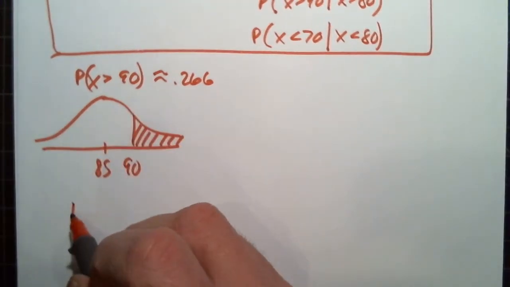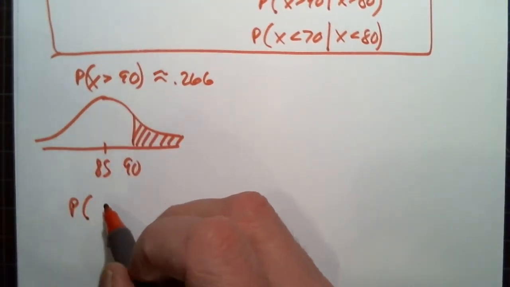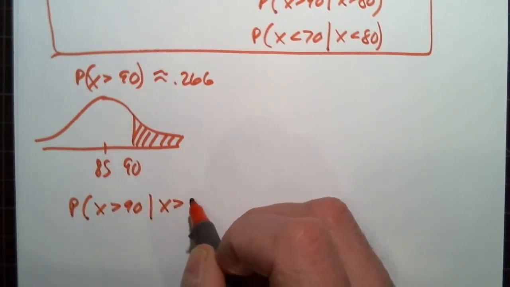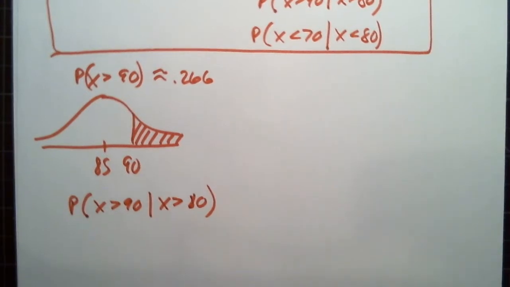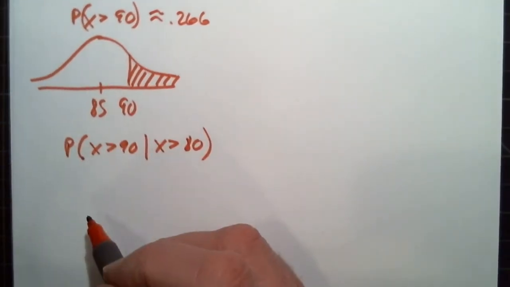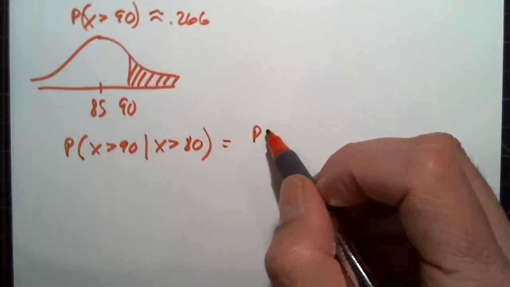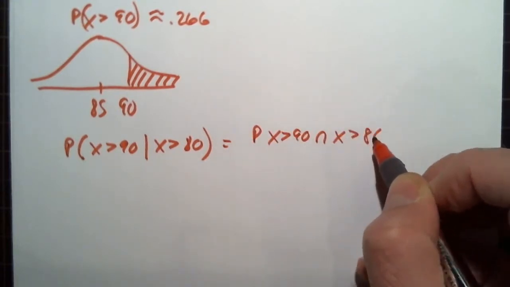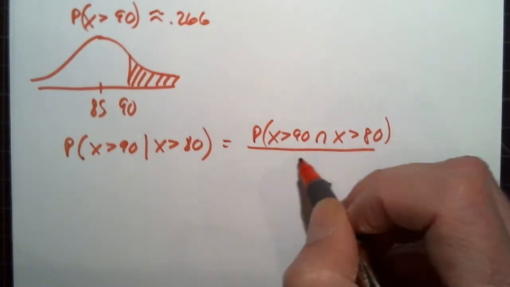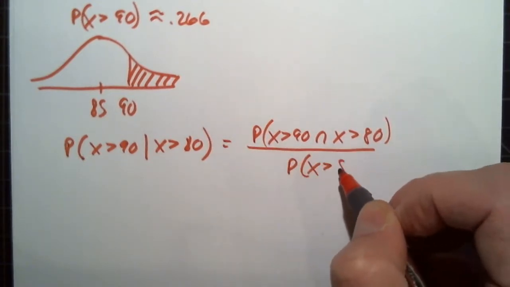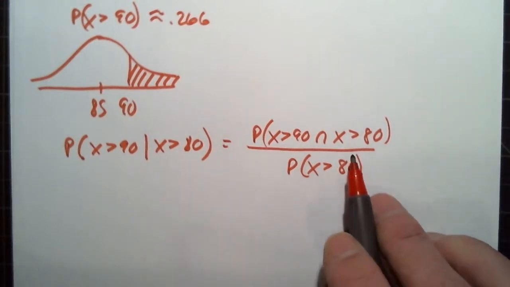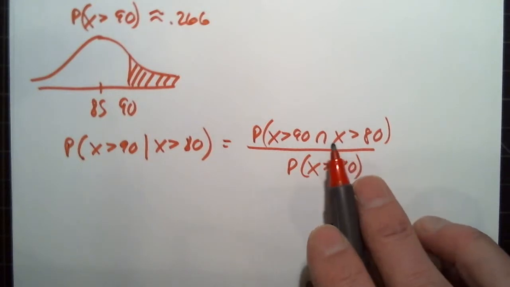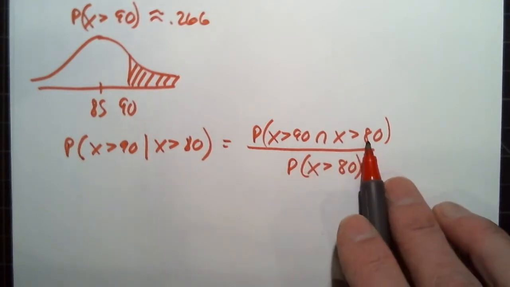All right. The probability that x is greater than 90 given x is greater than 80 is the probability that x is greater than 90 and x is greater than 80 divided by the probability that x is greater than 80. So this, I think, can be a little confusing the first time you see it. The intersection of greater than 90 and greater than 80.